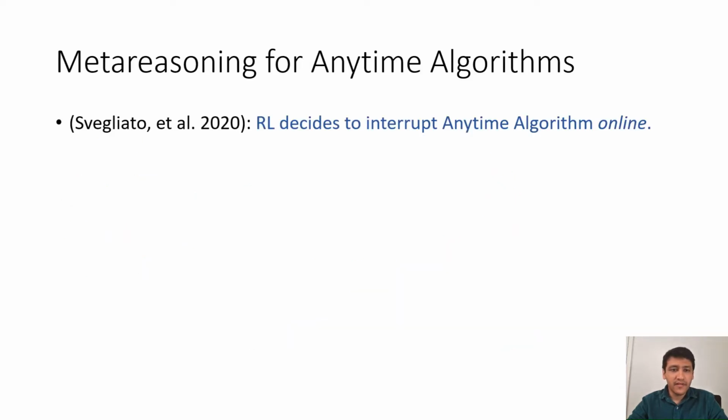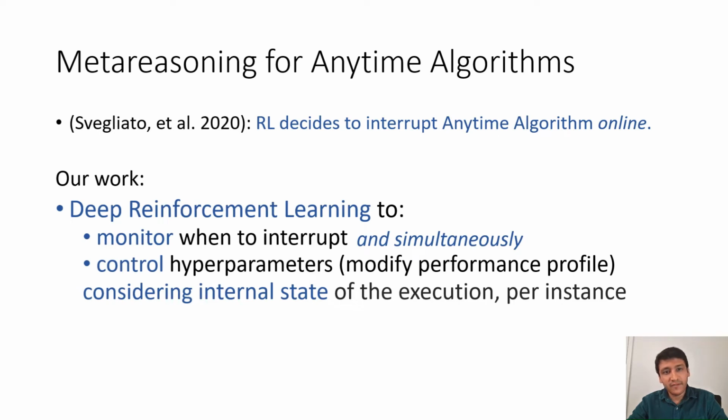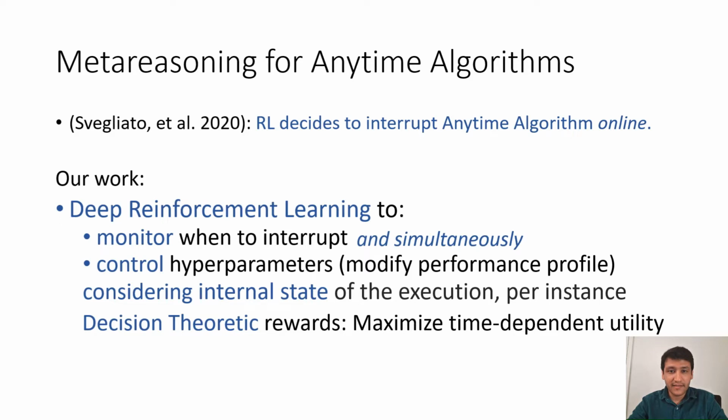In recent work, reinforcement learning was used at a meta level to interrupt an anytime algorithm as it executes. In our work, we apply deep RL to not just determine the ideal stopping point, but also simultaneously influence the performance profile itself by modifying the hyperparameters online. This is a white box meta-reasoning approach that considers internal features of an execution of the anytime algorithm. The reward function is designed to maximize the time-dependent utility prior to termination.